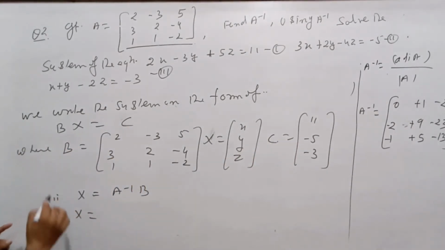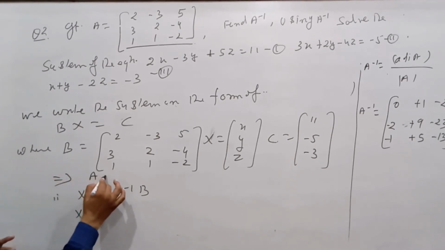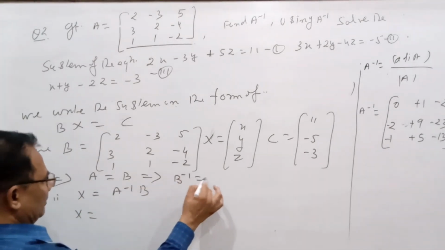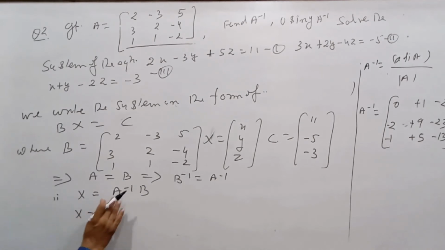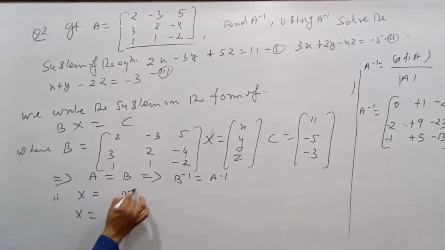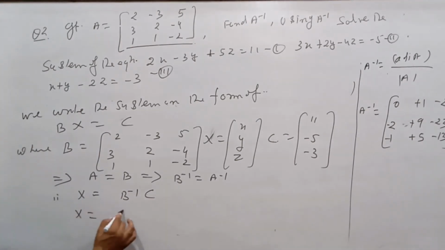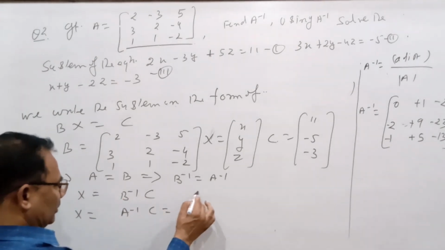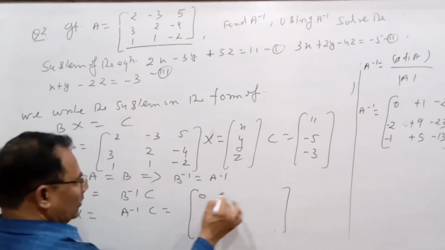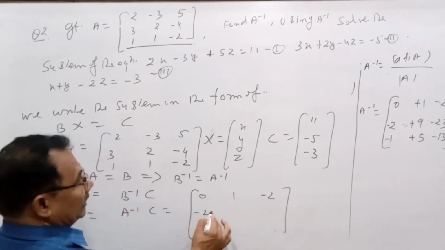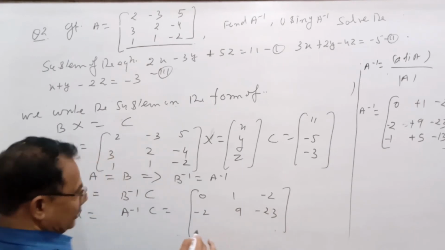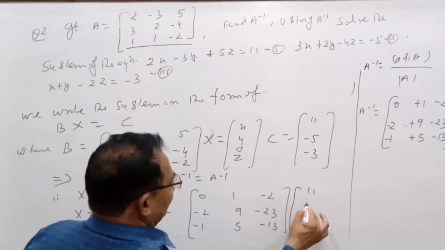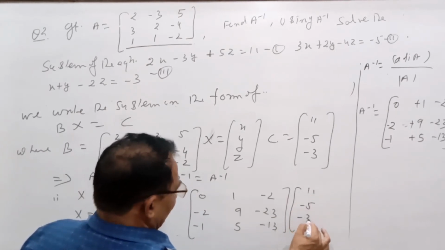So in this case, this implies that A is equal to B, and this implies that B inverse is equal to A inverse, and X is equal to B inverse C, and in place of B inverse we will put A inverse C, and this is equal to 0, 1, minus 2, 9, minus 23, minus 1, 5, minus 13, 11, minus 5, and minus 3.